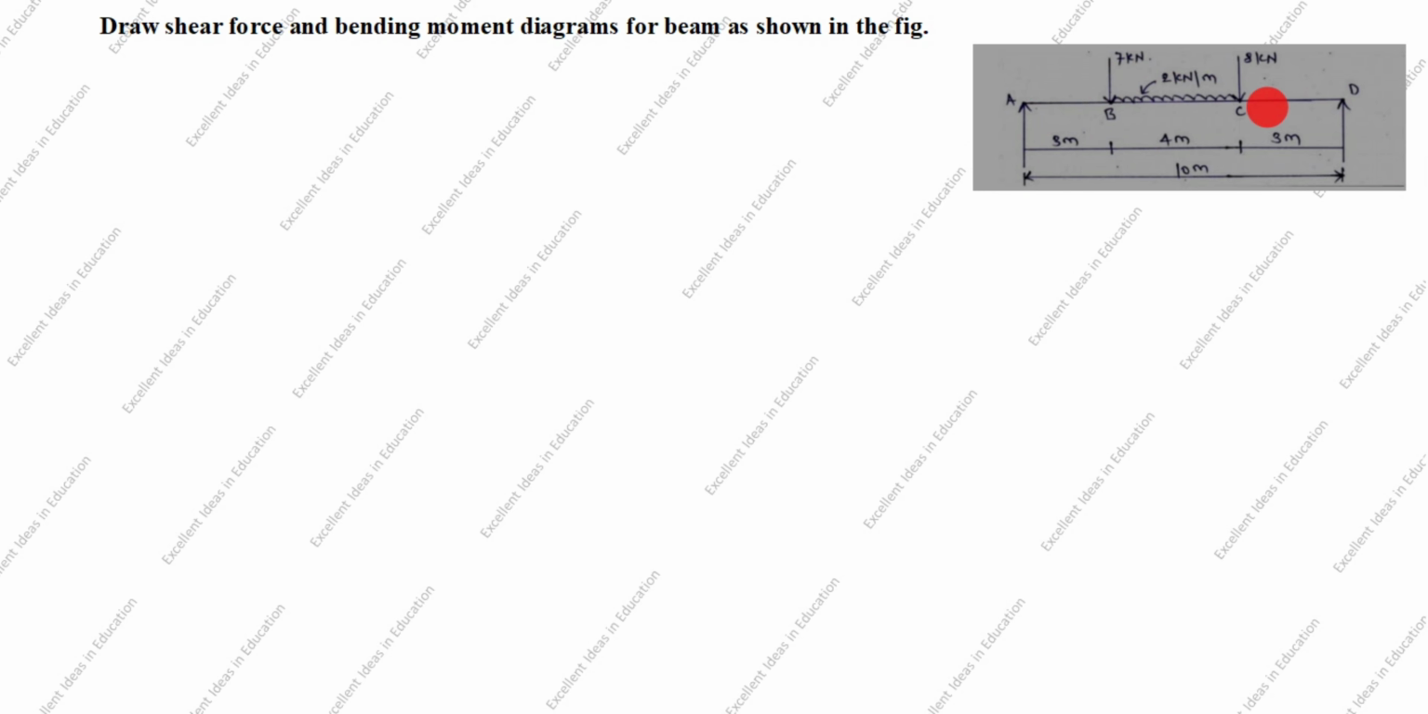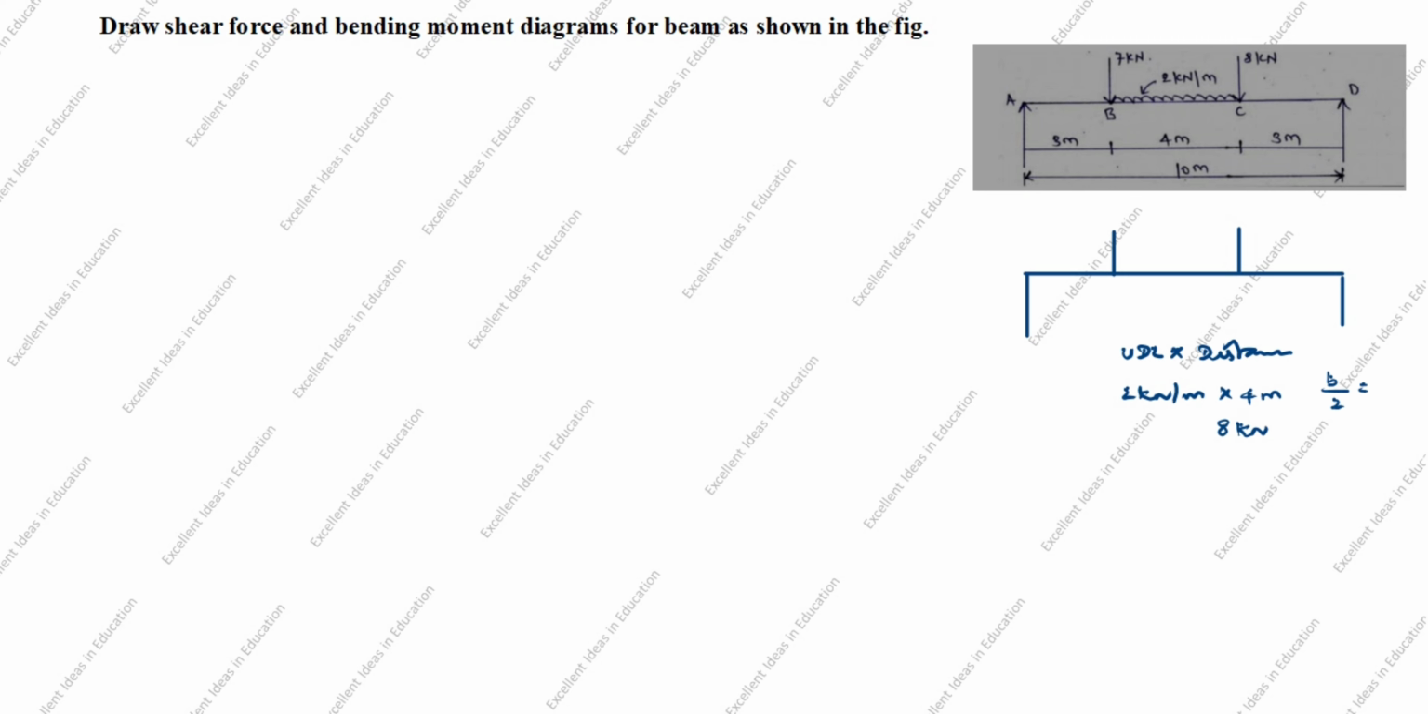Now we will convert the UDL into a point load. First we will draw the free body diagram. First draw the line. UDL into distance. UDL is 2 kilonewton per meter into distance, which is given as 4 meter. 4 2s are 8, so 8 kilonewton. How will we take the distance in this case? B by 2. UDL is B by 2. B is this length, 4 divided by 2 is 2 meter.